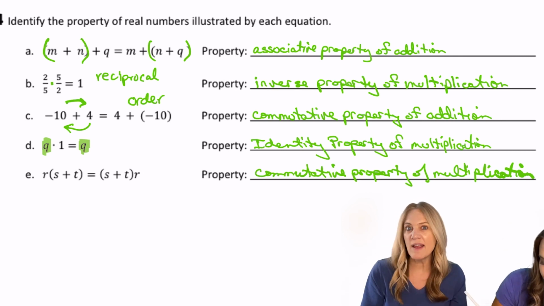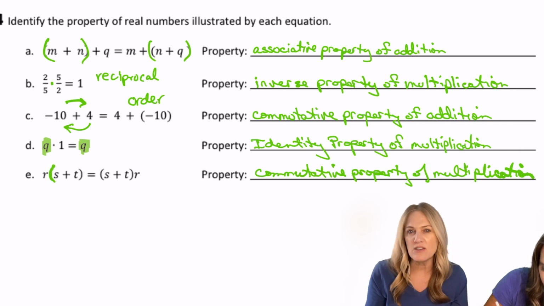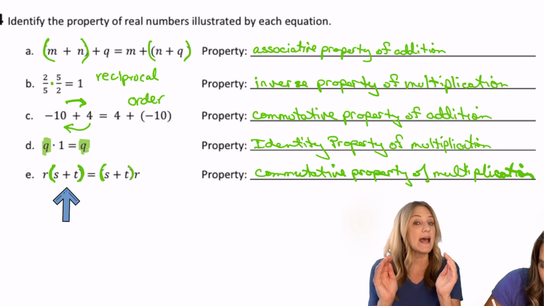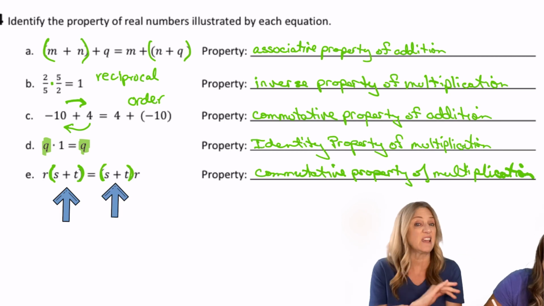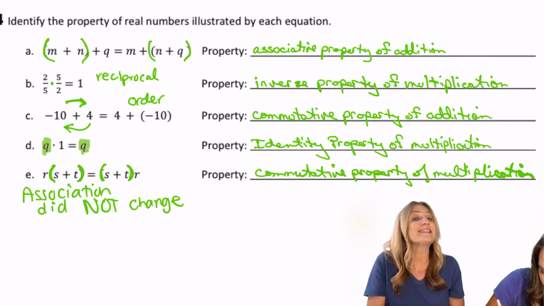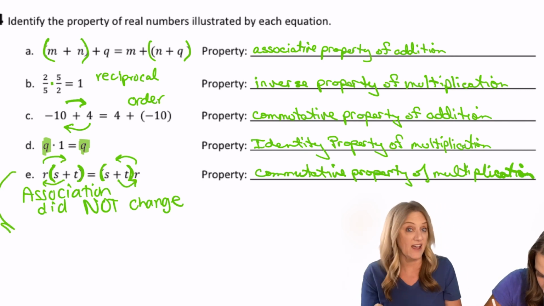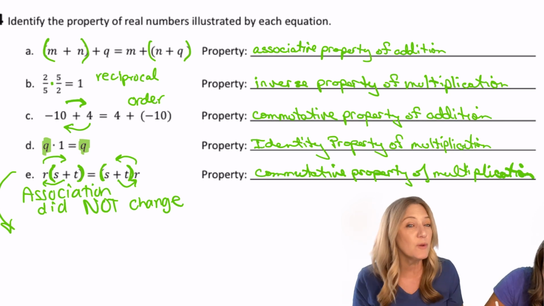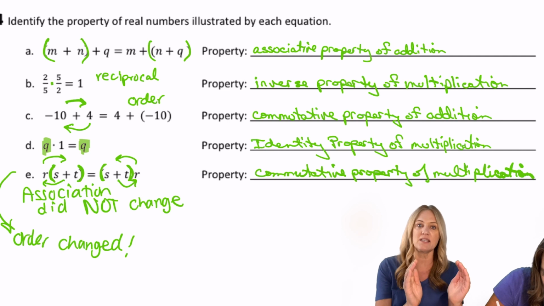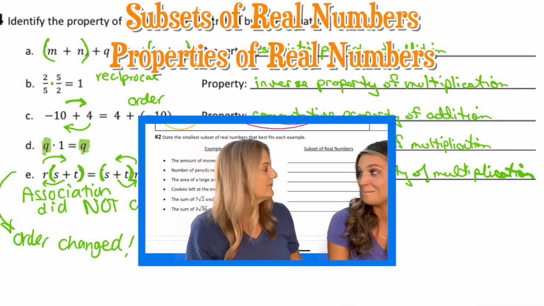Okay, the last one I think could have fooled anybody. We see those parentheses and we think association, but what's in the parentheses? S plus T. Did that change? S plus T, S plus T. It didn't change. What did change? Well, the R was in front, multiplied to the S plus T, and then it moved to the back. It commuted to the back. So now it's S plus T times the R. So commutative property of multiplication.